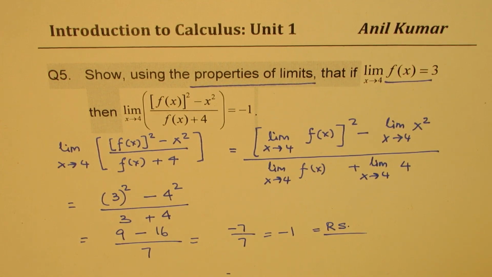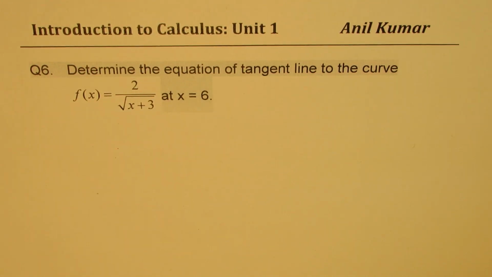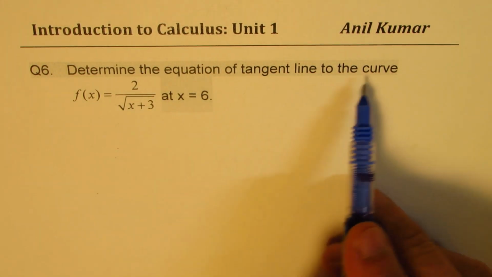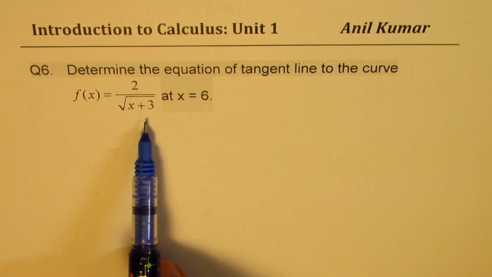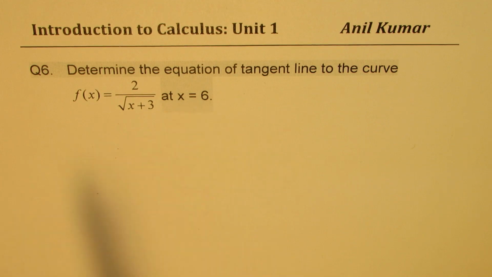Perfect. Now let's move on and take question number 6. We need to determine the equation of the tangent line to the curve f of x equals 2 over square root of x plus 3 at x equals 6. You can always pause the video, answer the question, and then look into my suggestions.